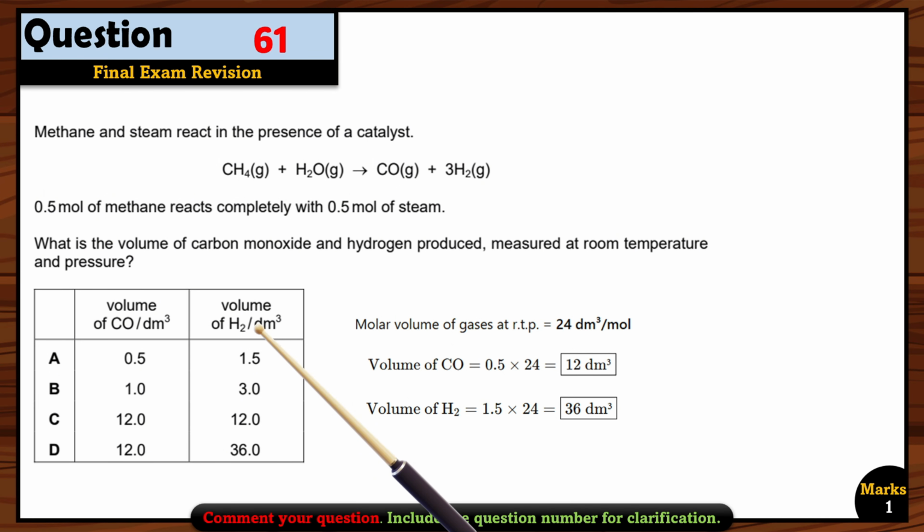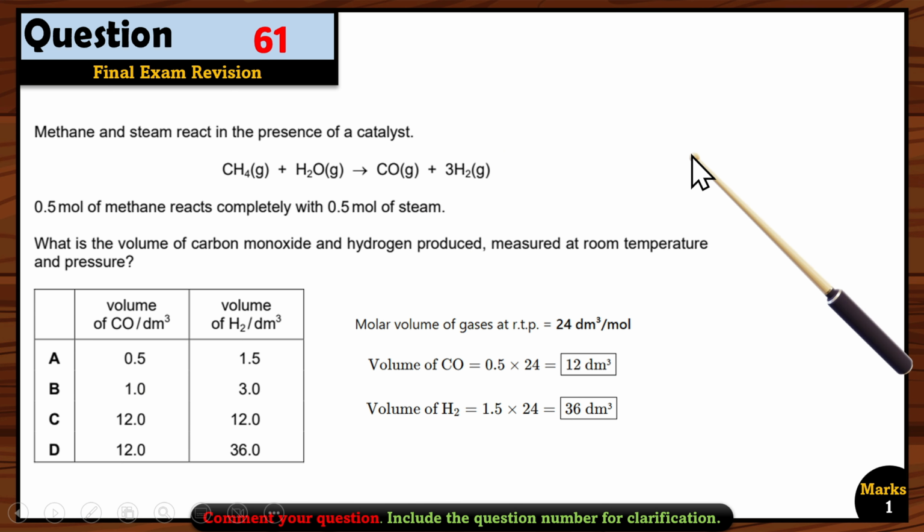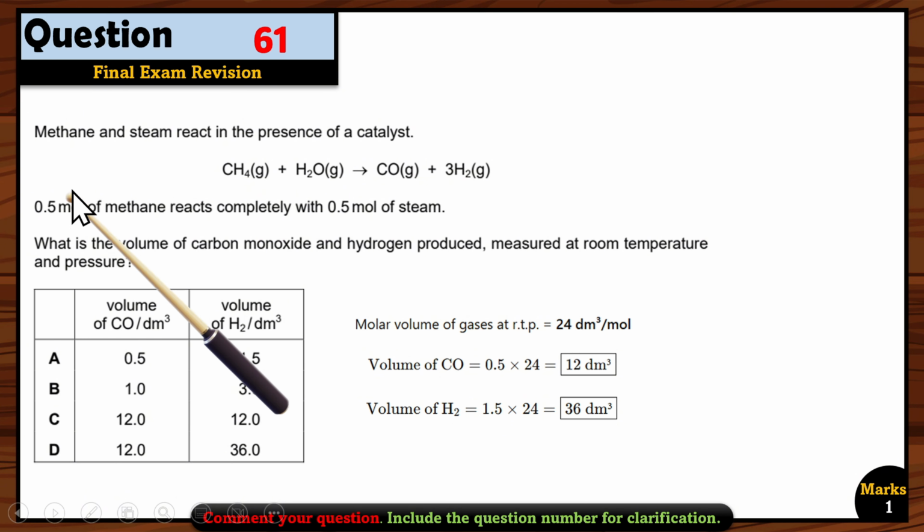Let's see question number 61. Methane and steam react in the presence of a catalyst. 0.5 mole of the methane reacts completely with 0.5 mole of the steam. What is the volume of carbon monoxide and hydrogen produced measured at room temperature and pressure? So you have to find for both carbon monoxide and hydrogen, right? Because they are same, 1 mole is equal to 1 mole. So if you use 0.5 mole of the steam, then you are of course using 0.5 mole of the methane also.